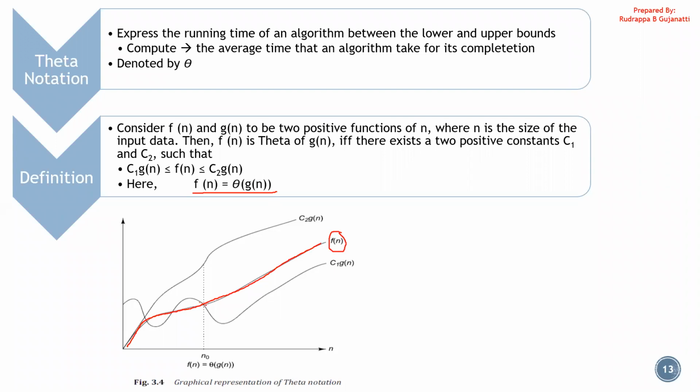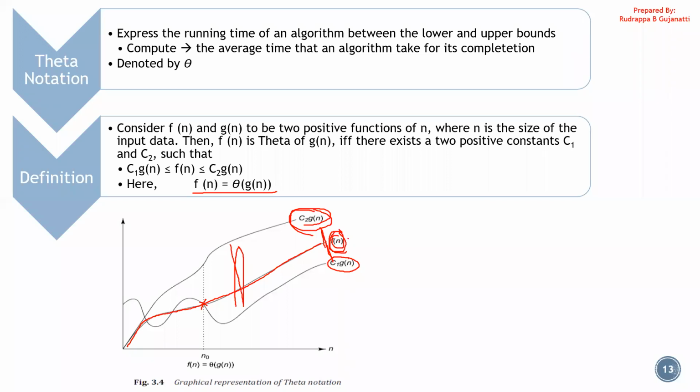So if we just observe after this point, f of n is in between c2 g of n and c1 g of n. It is in between. So it is giving you almost the average of these two, or the average time. So here it is satisfying the condition that f of n is less than c2 g of n, and it is giving the other condition, f of n is greater than c1 of g of n.